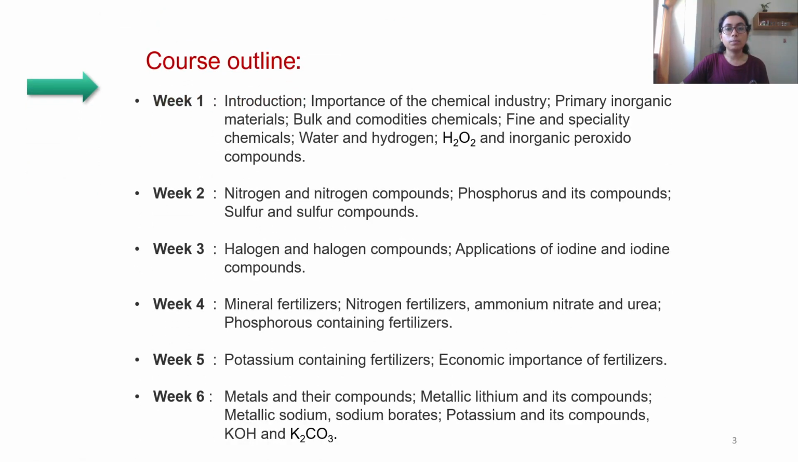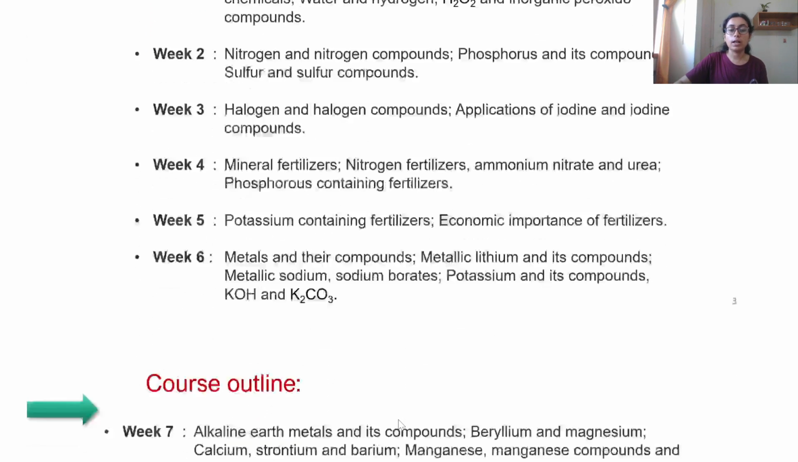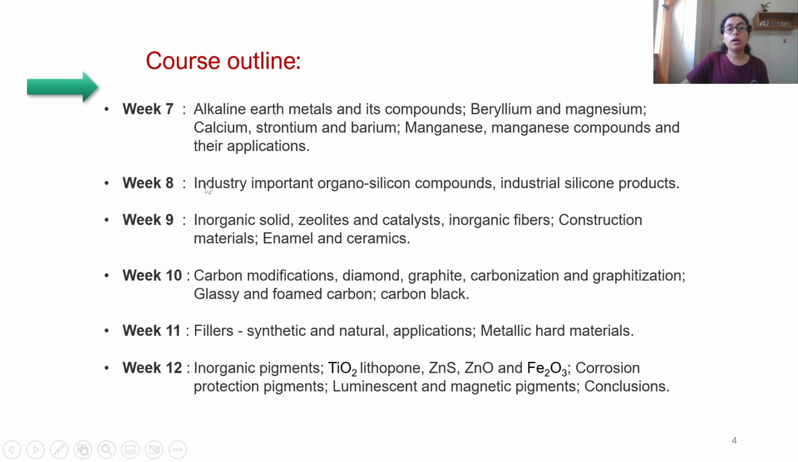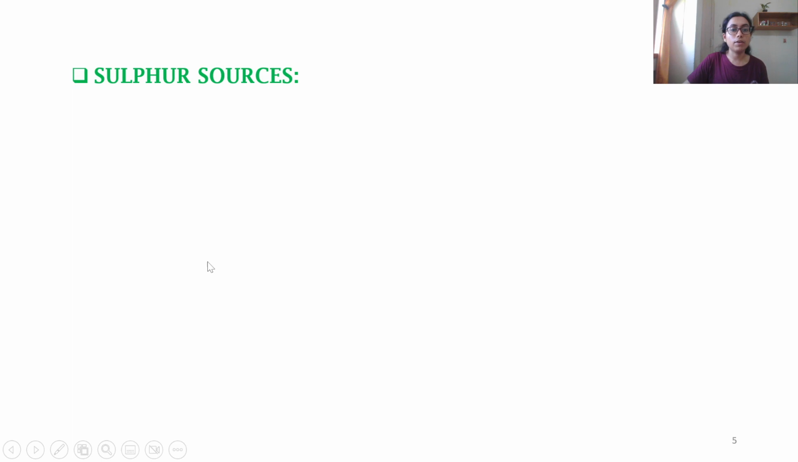So the course outline has been provided on the NPTEL website. So far we have discussed nitrogen compounds, phosphorus compounds, some peroxide compounds, and fertilizers like ammonium nitrate, urea, and phosphorus-containing fertilizers also. Today we'll be discussing sulfur and its compounds, and in the upcoming classes we'll discuss other topics like halogen compounds, iodine compounds, some metallic compounds, alkaline earth metal compounds, and then some organosilicon compounds, zeolite, and so on. Okay, so today we'll be discussing sulfur compounds.